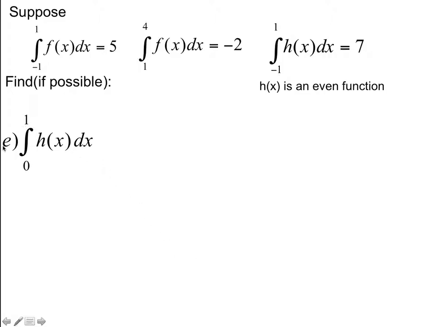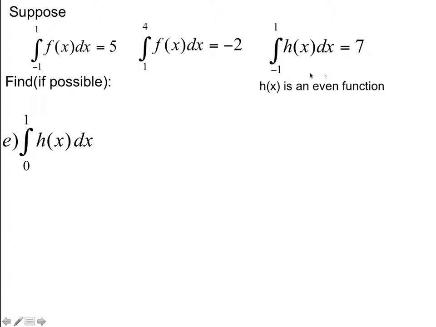However, example E does the same thing with h. H goes from -1 to 1 typically, but I'm going from 0 to 1. I'm just looking at the right-hand side of h. And we have some additional information here. H is an even function. That means h has left to right symmetry. In other words, it's symmetrical about the y-axis. An even function would be x squared, if you can picture that. X squared is symmetrical about the y-axis. We can cut it in half right down the axis.